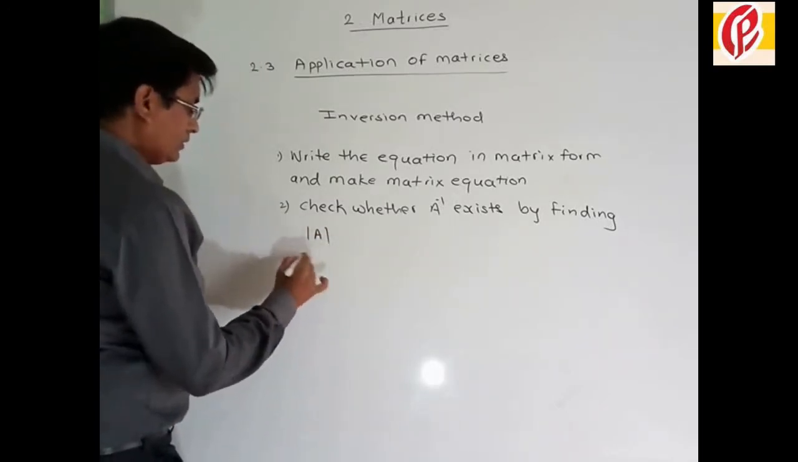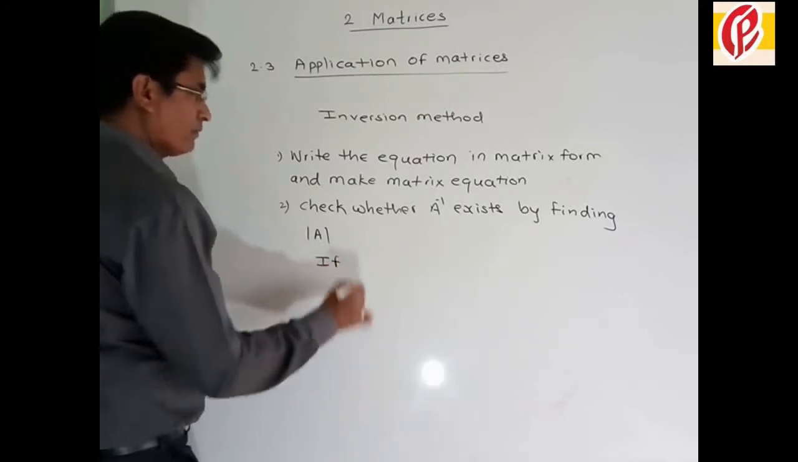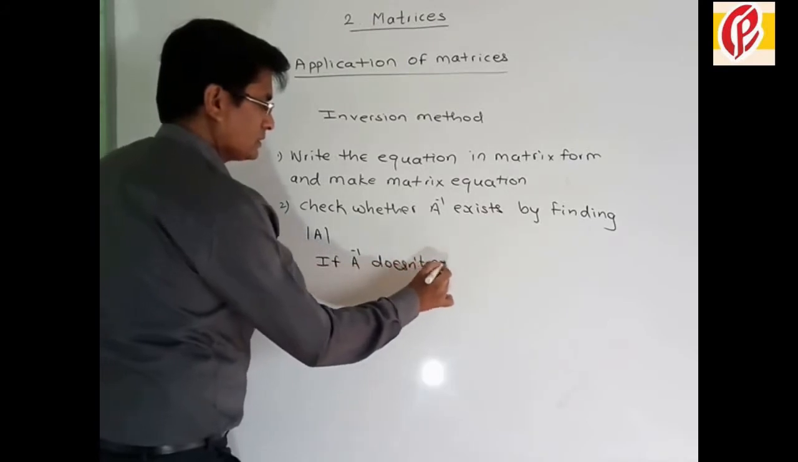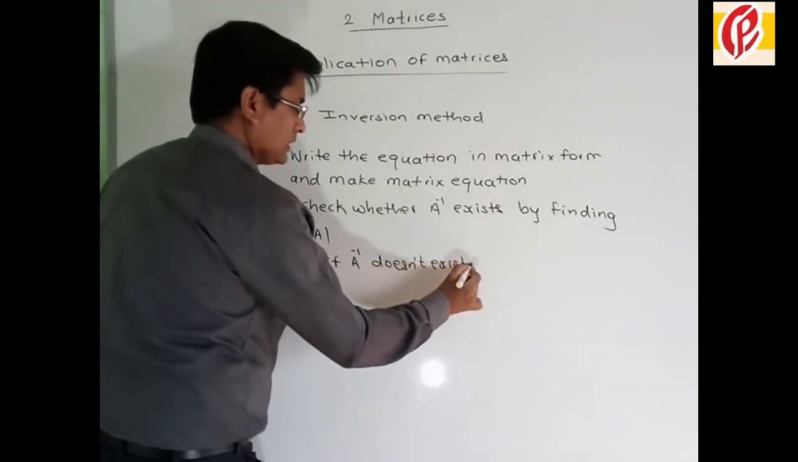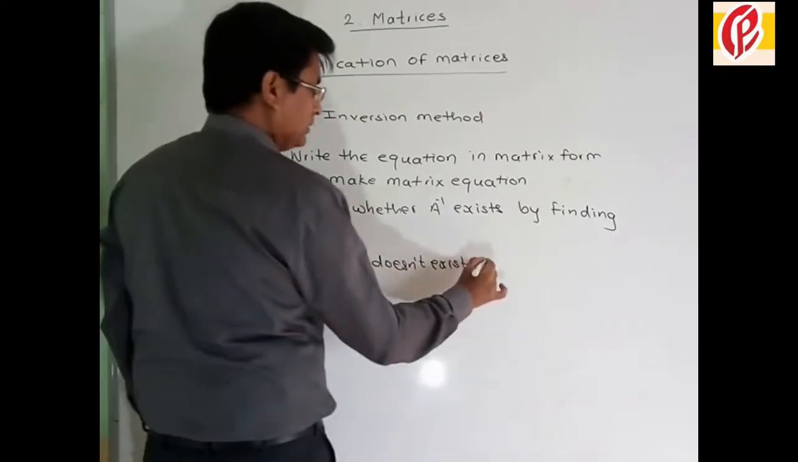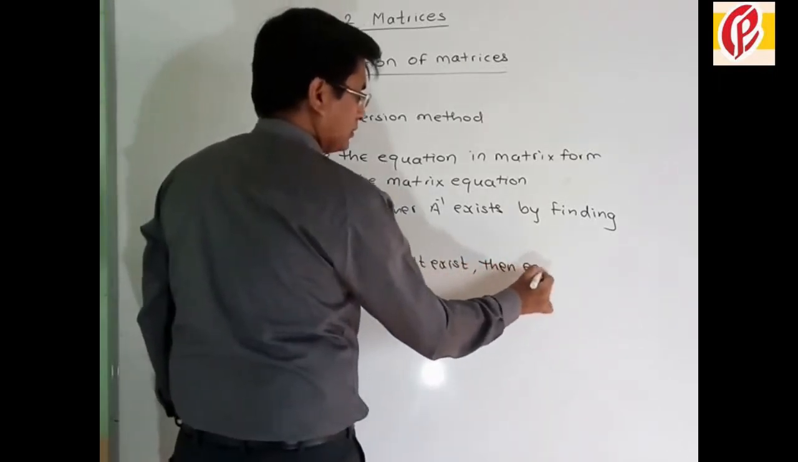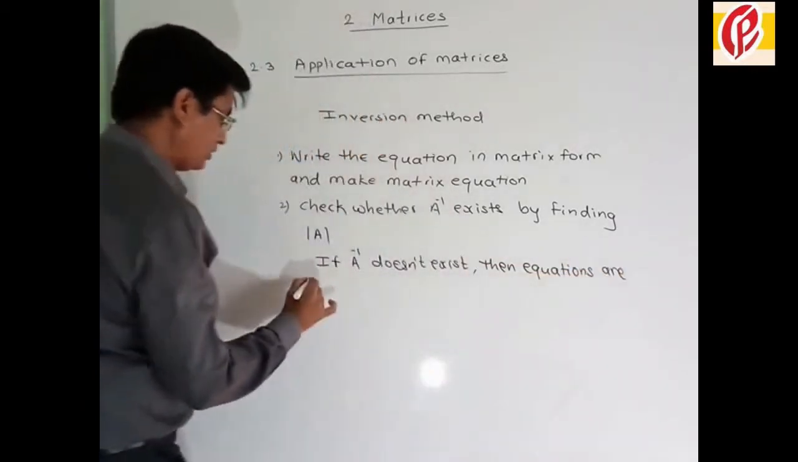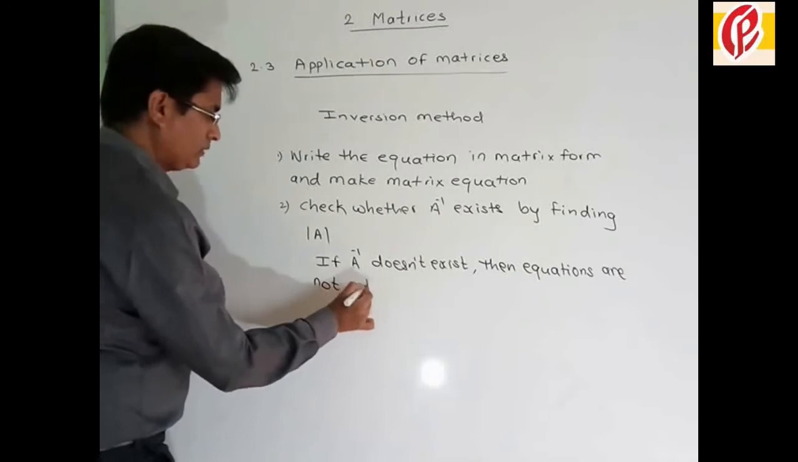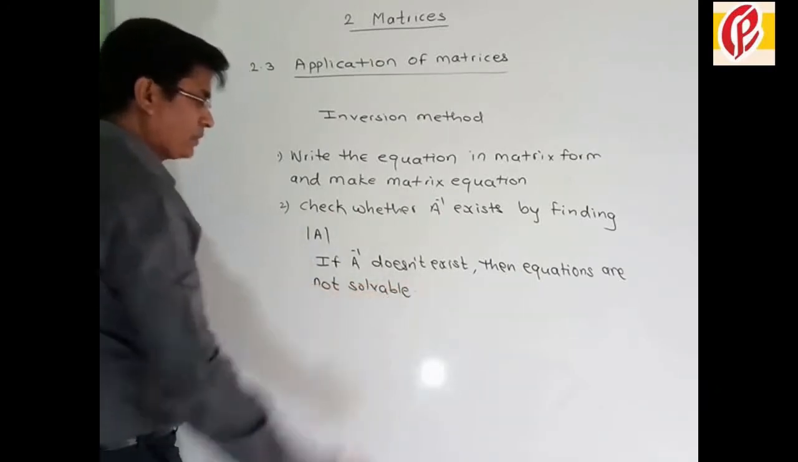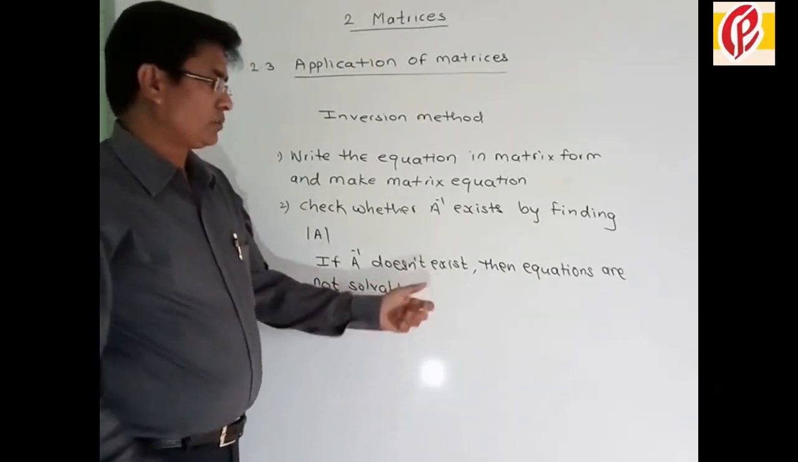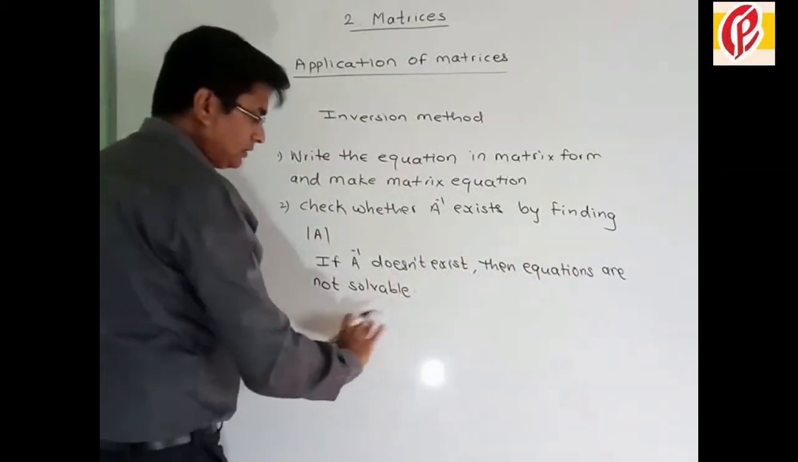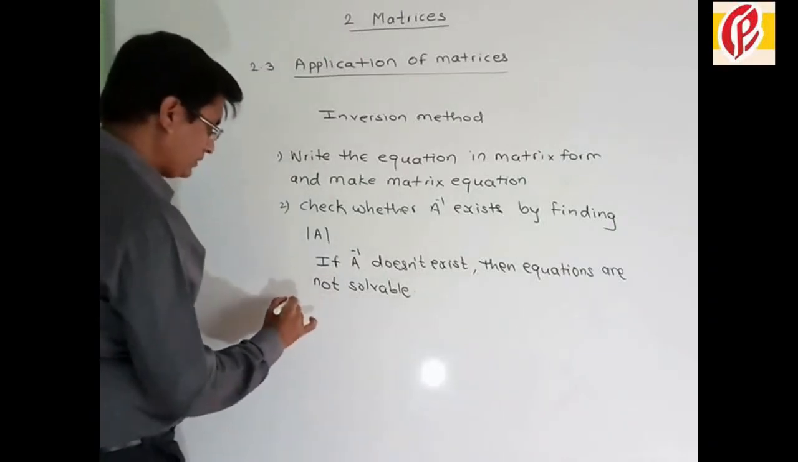Okay. If A inverse doesn't exist, then equations are not solvable. If A inverse doesn't exist, then you will have to stop here and you will write the answer, that is equations are not solvable, and do not follow the remaining steps.